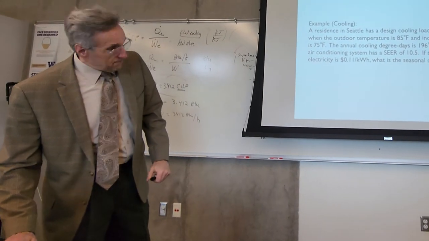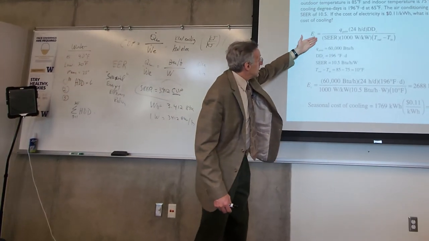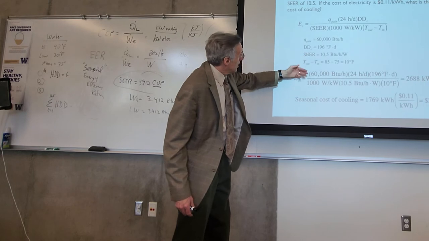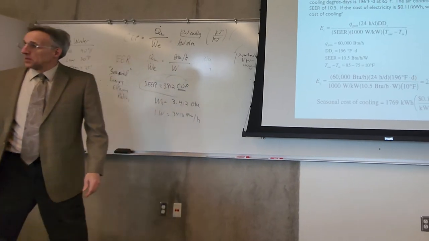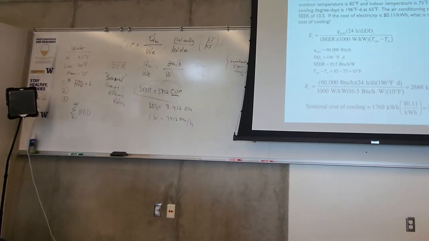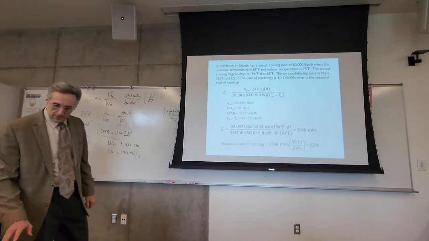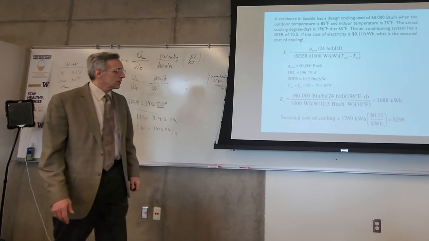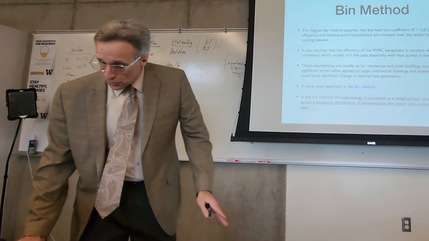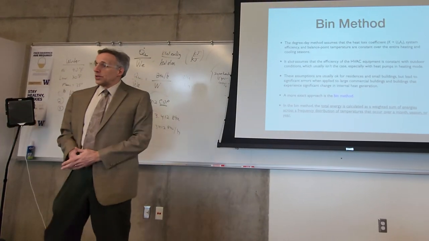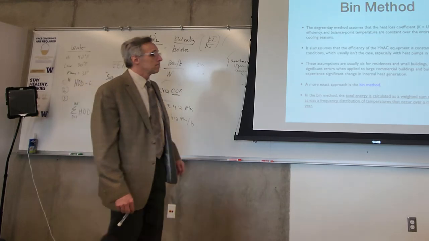So the cost of electricity, 11 cents. It's a little high for Seattle, actually. But again, same process of just collecting the numbers and plugging them in. And there's my seasonal cost of cooling. I have to go back and compare this to what my actual cost of cooling is. 296 sounds about right, actually. Okay, so this is really handy to do, to get a quick and dirty approximation of how much I'm going to pay to heat or cool my place.